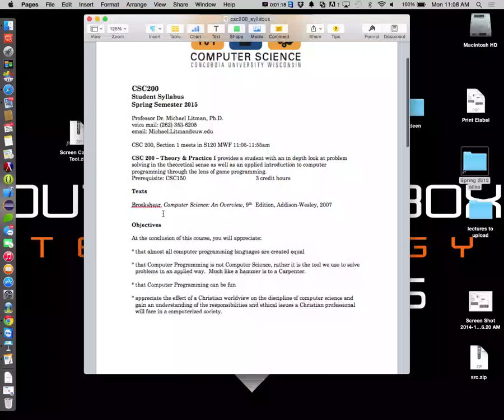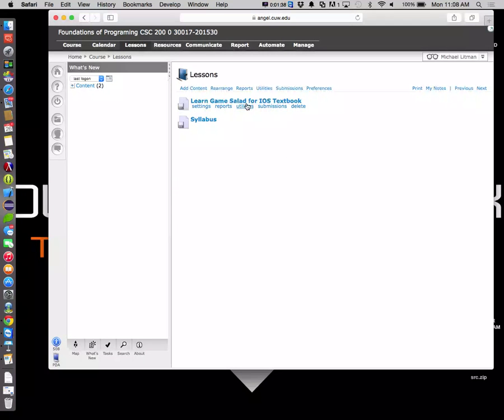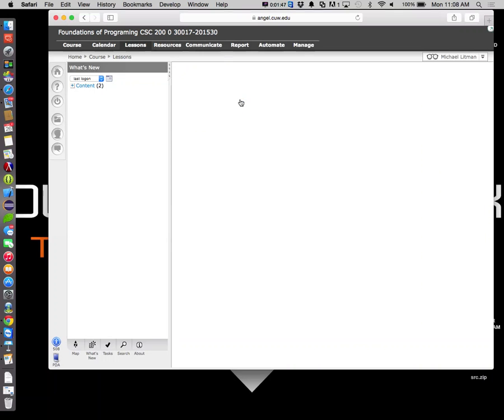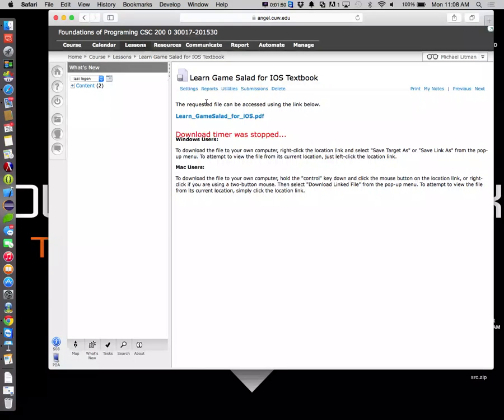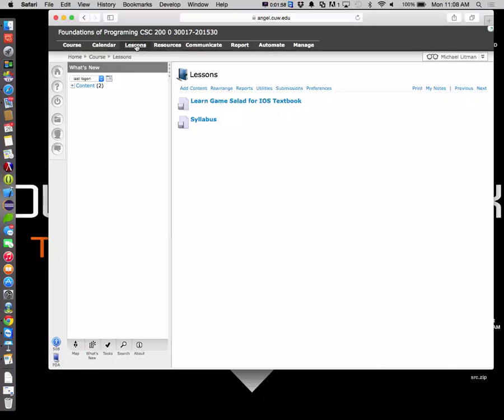This is the text for the class that you probably had to buy for your 150 class or 175 class or something like that. I won't use it. It's just we have to officially require it for all the CS classes. Whatever. There is a textbook we use in this class, but you don't have to buy it. It's on Angel. It's called Learn Game Salad for iOS. So what we're going to be doing is we're going to be writing little video games for iPhones. That kind of stuff. So should be kind of cool. But here's the PDF for it, and you can print it off or whatever you want to do. It's legal for us to use for education.